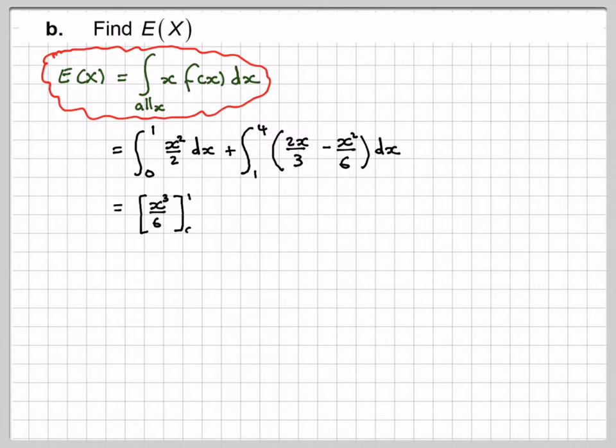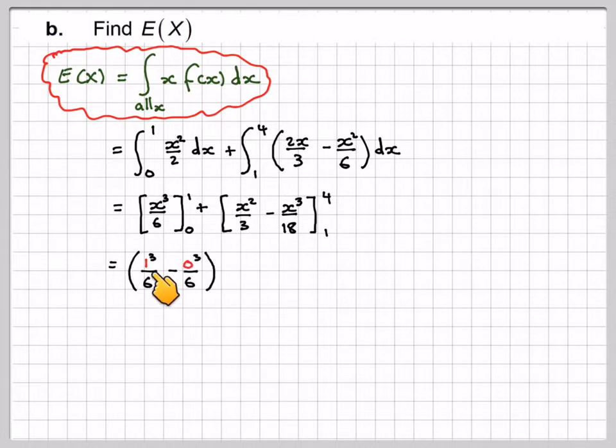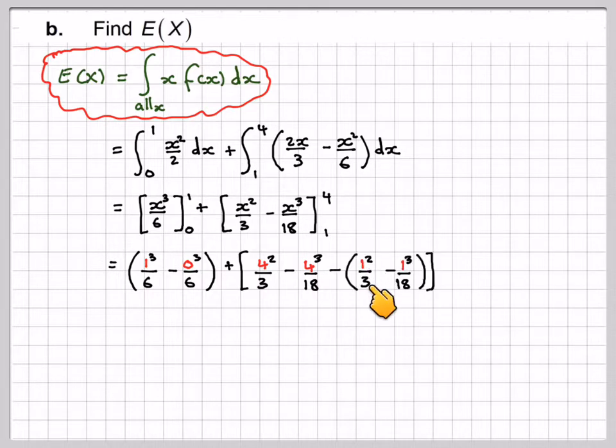Integrating, you're going to get x cubed over 6 between 0 and 1, and then this will become x squared over 3, the 2 will cancel out with the 2 at the bottom, minus x cubed over 18 from 1 to 4. Putting in the limits, so it's 1 cubed over 6 minus 0 cubed over 6, plus 4 squared over 3 minus 4 cubed over 18, minus another set of brackets, 1 squared over 3 minus 1 cubed over 18.